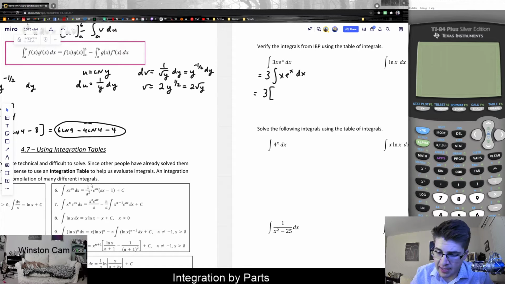So I'd have e to the x. And this would be multiplied by ax minus 1. Again, a is 1, so basically what I'd end up with is this. And I'll go ahead and tack c on at the end. Remember, it doesn't really matter where you put that because it is arbitrary.